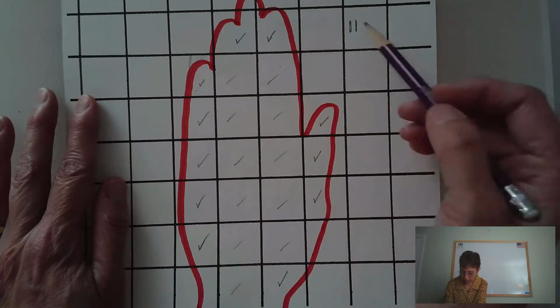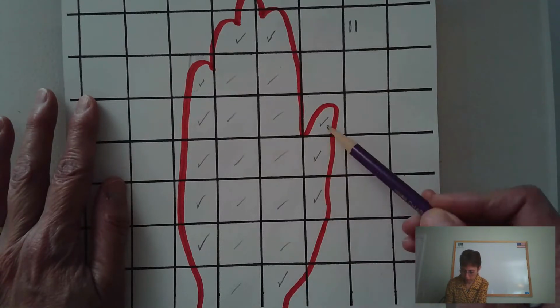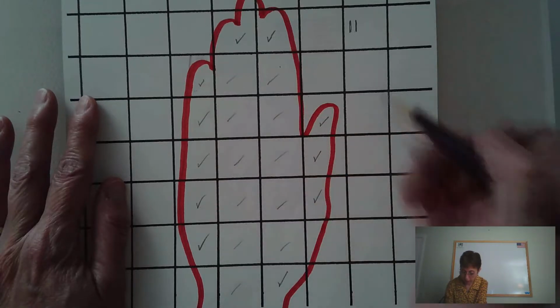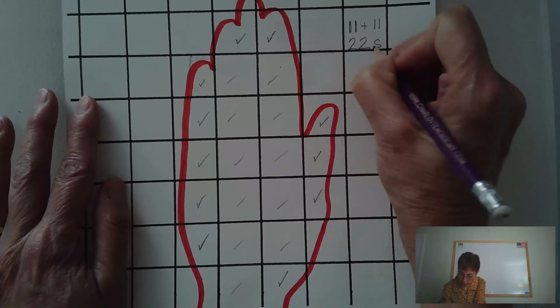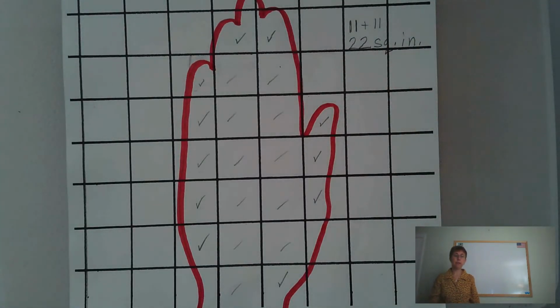Okay, so we had 11 to start out with, and then we added on 1, 2, 3, 4, 5, 6, 7, 8, 9, 10, 11. Actually adding on another 11, giving us an estimation of 22 square inches. Okay, so again, two different ways, two strategies for estimating area.